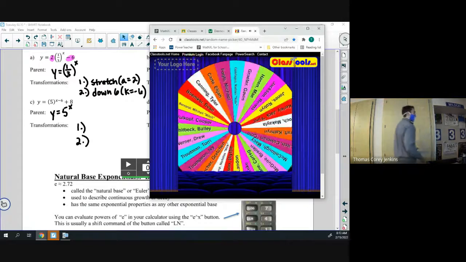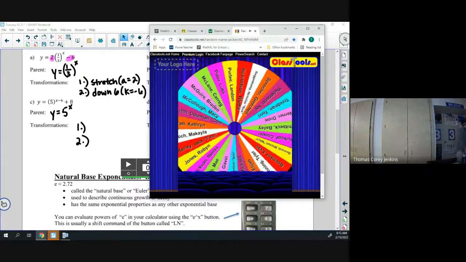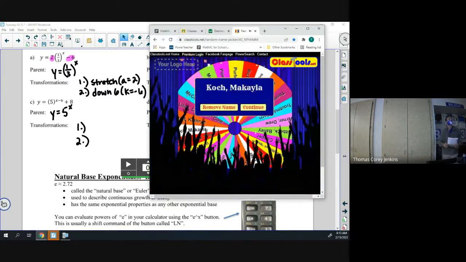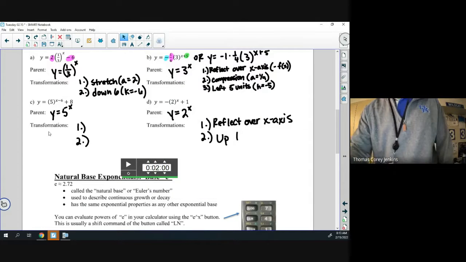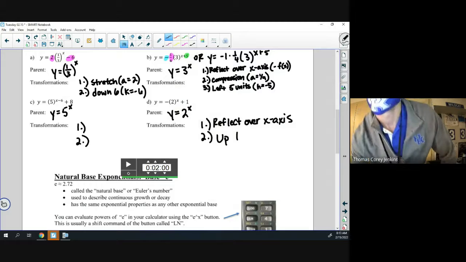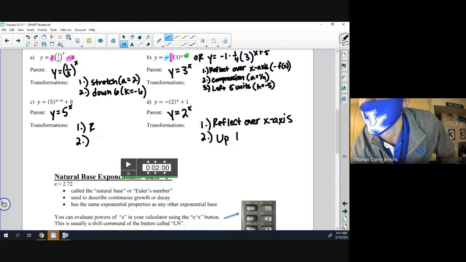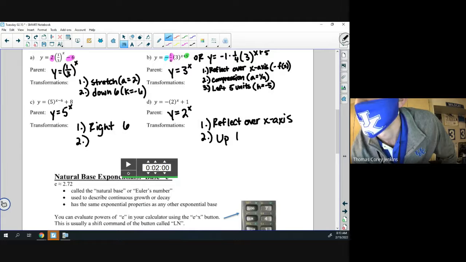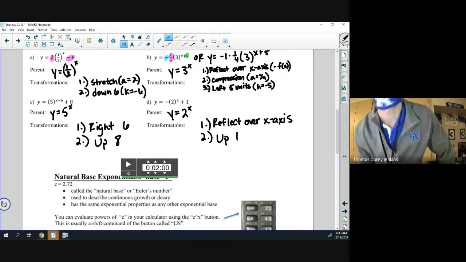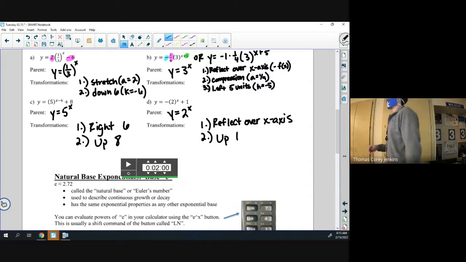And then looking at C, what are our 2 transformations there? Michaela, what did you come up with on C? Right 6, up 8. That's right. That's an example of one right there. C is really easy to check, right? If it's up, down, left, right, those are a little bit easier to check.